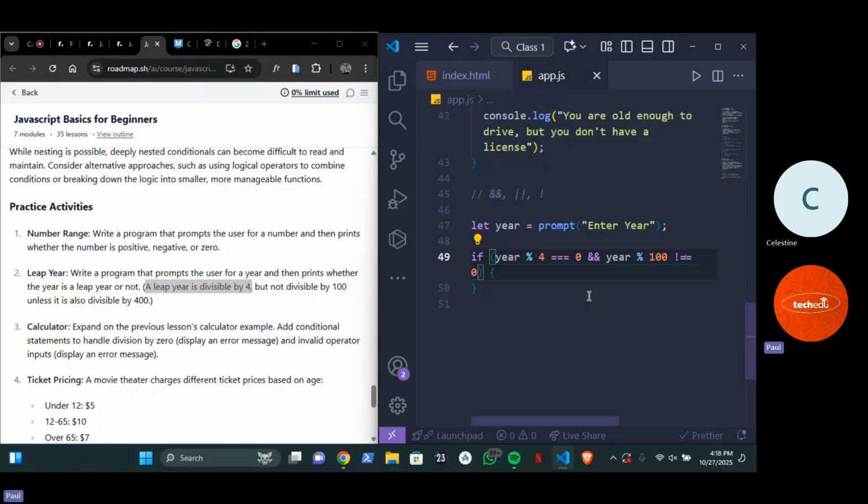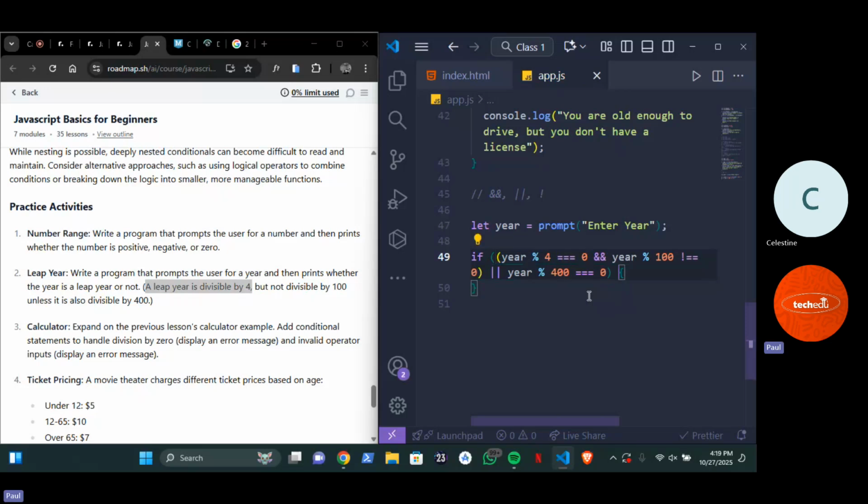So now that's the second thing. It is not divisible by 100 unless that same number is also divisible by 400. What is the logical reason that we're going to use here? If it is divisible by 400, then you should also be able to divide it by 100. So you can have or year modulus 400 equals 0.